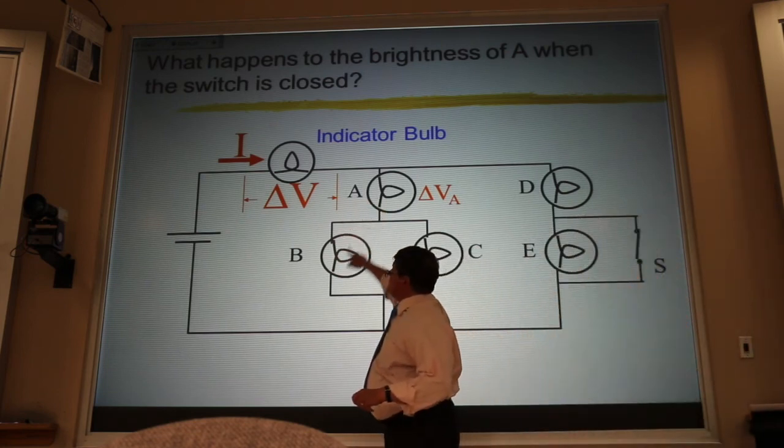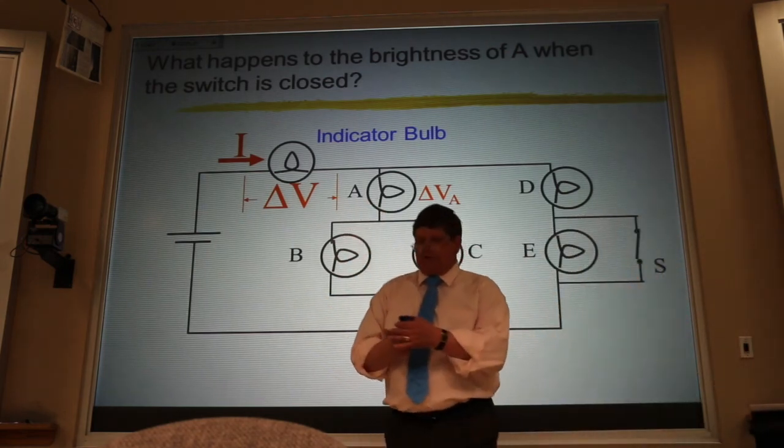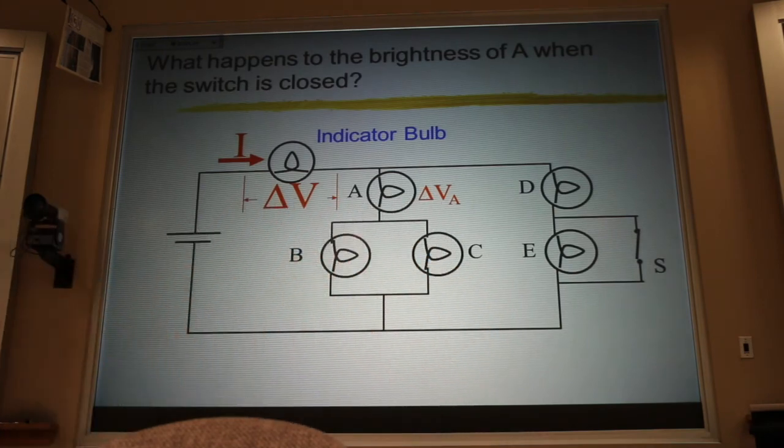Now, here's the thing. Any path has to add up to the battery voltage. That means the voltage across the indicator bulb plus the voltage across A plus the voltage across B has to add up to the 12 volts of the battery. If the indicator bulb gets brighter when I close that switch, it's still got to add up to 12 volts.